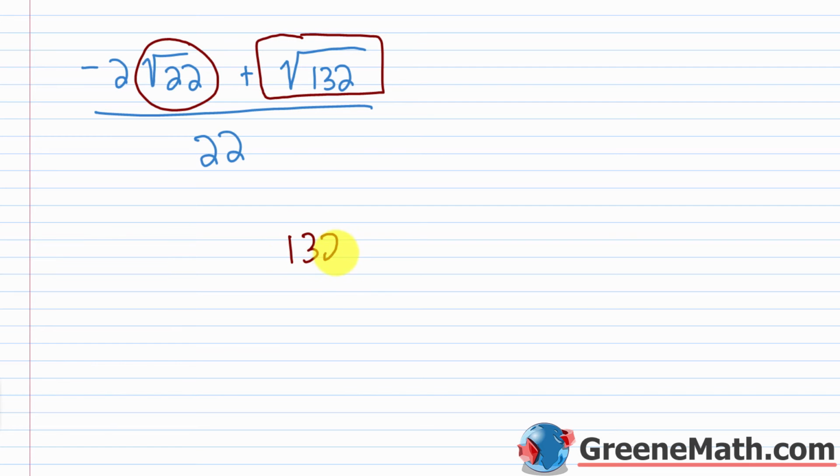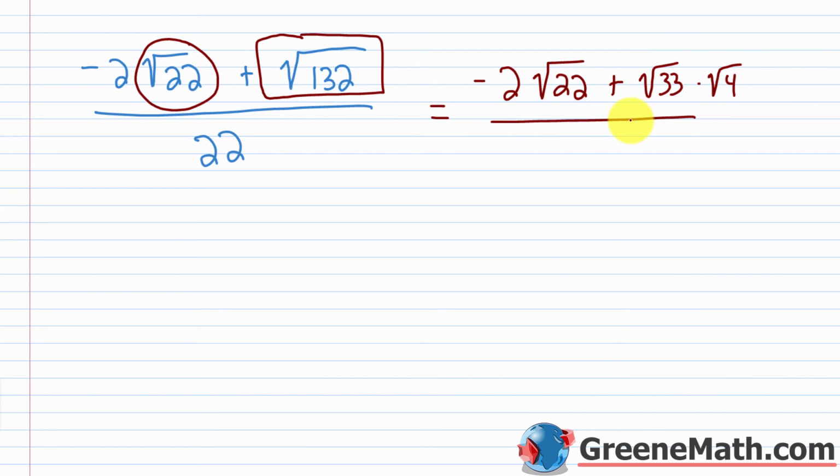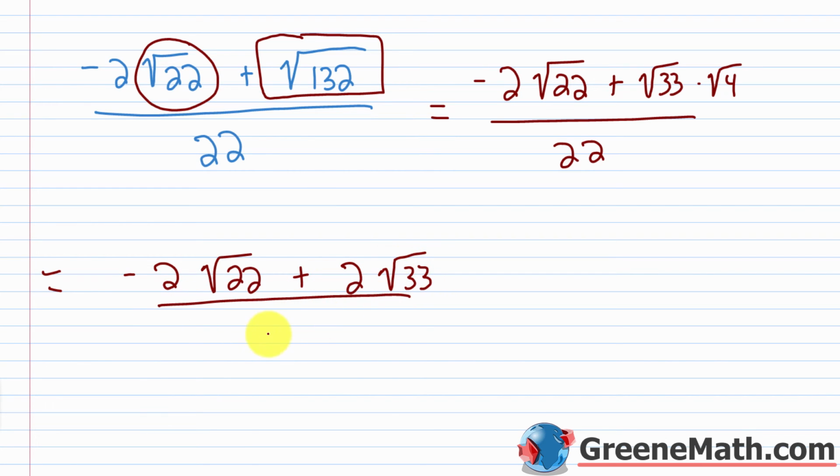So if I have 132 and that's 12 times 11, 12 is what? It's 4 times 3. So 4 is a perfect square. So I could really write this as 4 times 33. So let's go ahead and do that. So let's say this is equal to negative 2 times the square root of 22 plus the square root of 33 times the square root of 4 over 22. Okay, so now this equals negative 2 times the square root of 22 plus, I know the square root of 4 is 2, so I'm going to put 2 times the square root of 33 over 22.